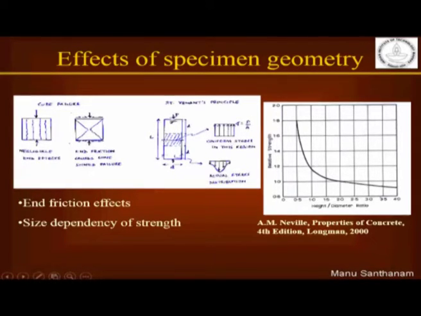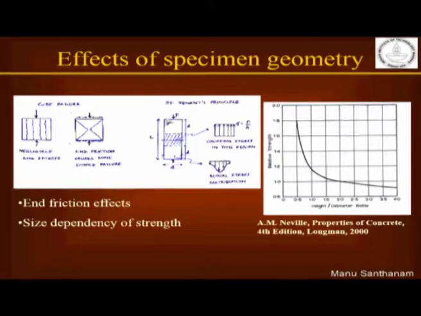Please remember you are loading this specimen inside a machine. So you have a top and bottom platen in the machine which are closing in on the specimen and then transferring the load. There is obviously going to be some friction between the material of the platen and the concrete surface itself. So how is this friction going to help or affect the strength performance?